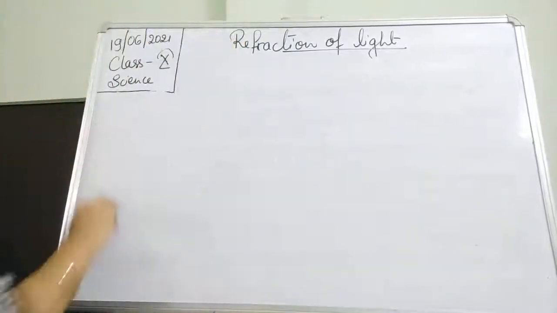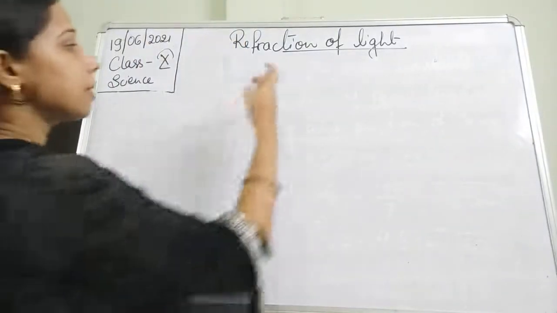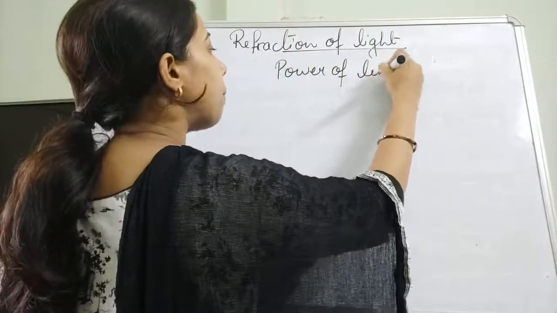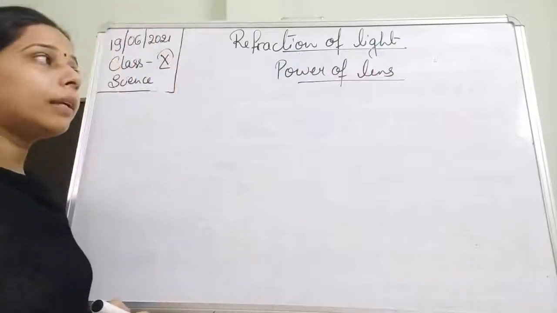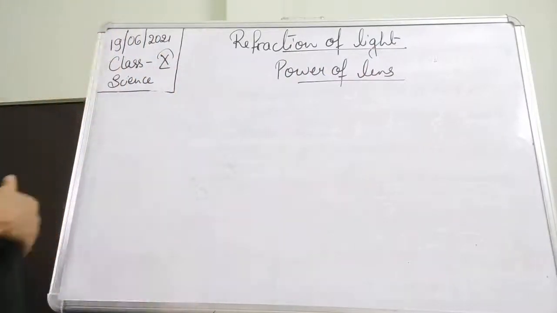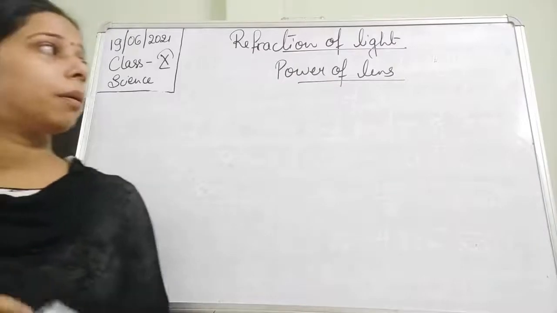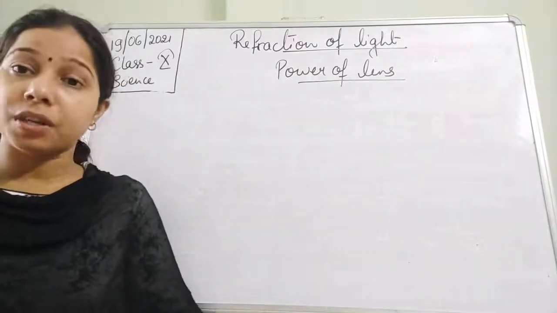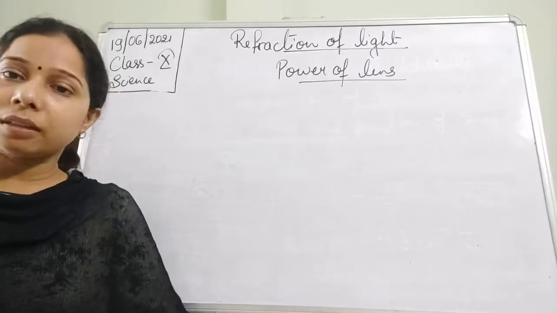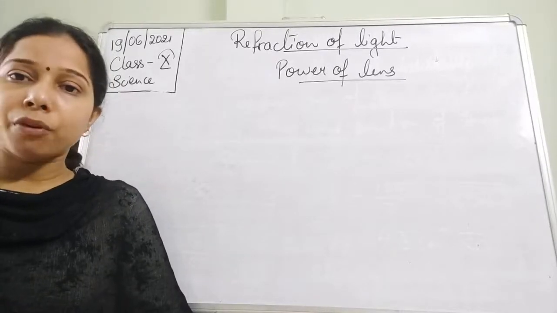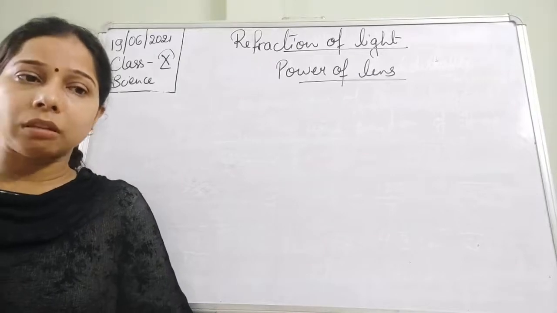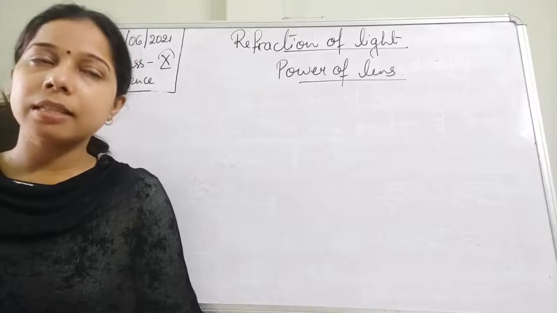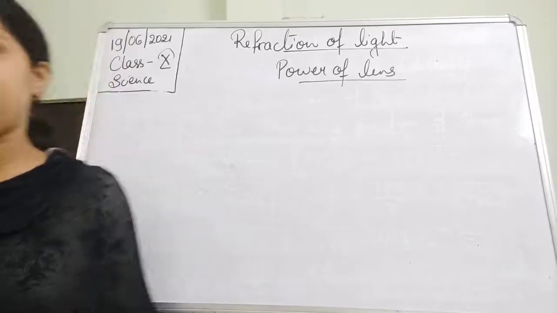So the question is, power of a lens. What is power of lens, students? Basically, we measure the power of a lens on the basis of convergence and divergence. The more the rays converge, the more the power will be, and if they diverge more, then the power will also be more. If the convergence is less, the power will be less. If the divergence is less, the power will be less.